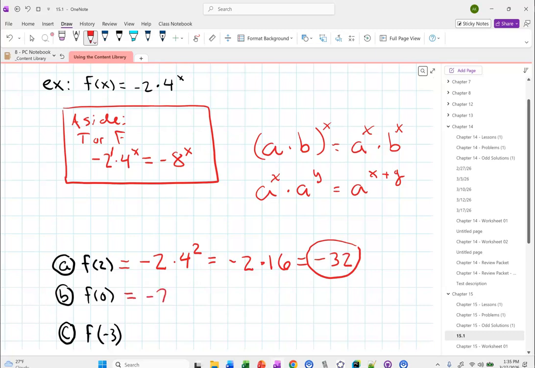If I do f of 0, again, we're just plugging 0 in for x. What do I get here? So anything to the 0 power is 1. That is almost correct. There's one exception. 0 to the 0 is undefined. But any non-zero number to the 0 power is 1.